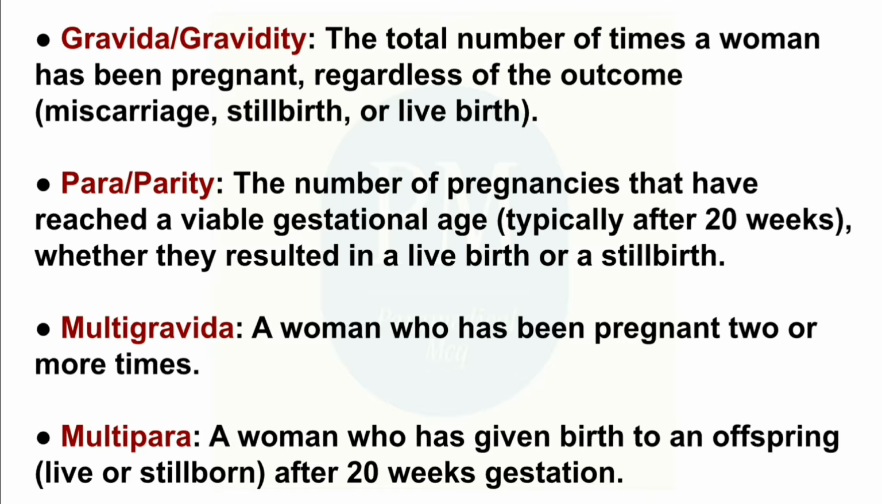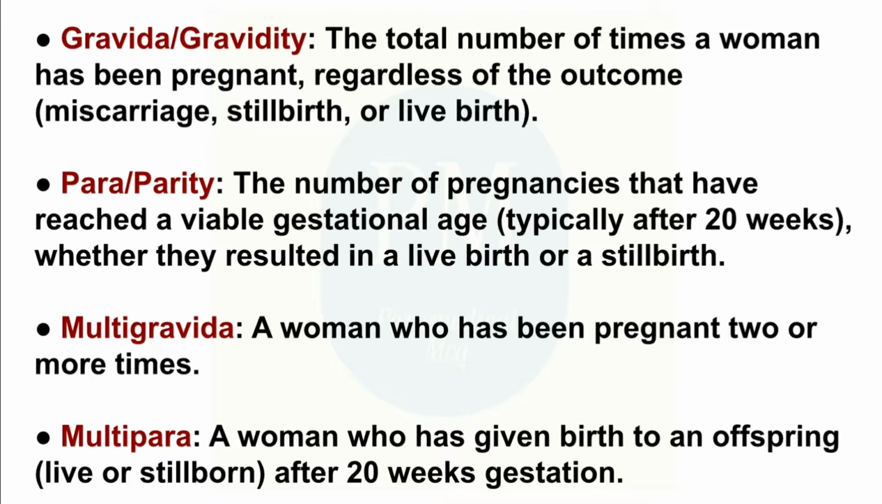Gravida or gravidity: the total number of times a woman has been pregnant regardless of the outcome, miscarriage, stillbirth or live birth. Para or parity: the number of pregnancies that have reached a viable gestation age, typically after 20 weeks, whether they resulted in a live birth or a stillbirth.